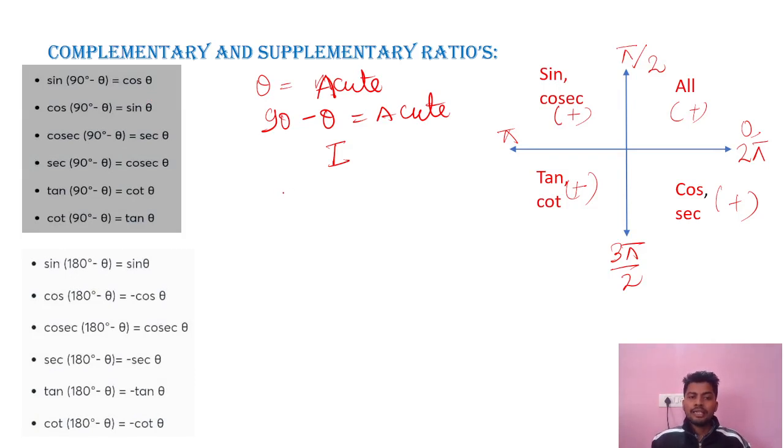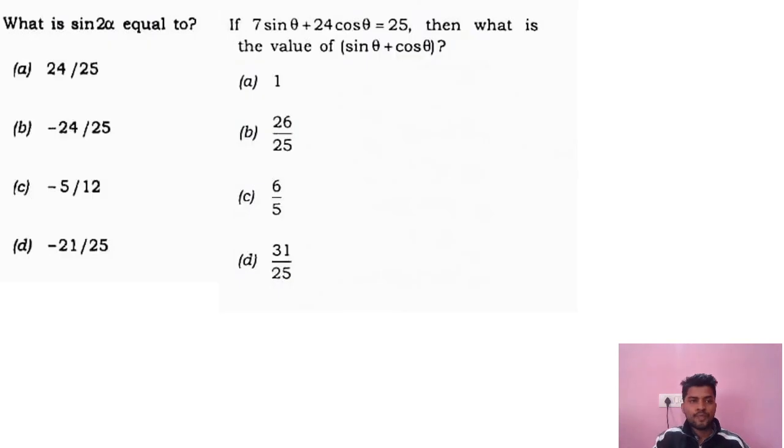Now for supplementary, if theta is an acute angle, 180 minus theta will be in the second quadrant. In the second quadrant, just sine and cosec are positive, all others are negative. So these are the supplementary and complementary trigonometric ratios. In supplementary: sin of 180 minus theta is sin theta, cos of 180 minus theta is minus cos theta, cosec of 180 minus theta is cosec theta, sec of 180 minus theta is minus sec theta, tan of 180 minus theta is minus tan theta, cot of 180 minus theta is minus cot theta. Okay, let's move on. We will solve these questions when we see identities, then we will come back again.